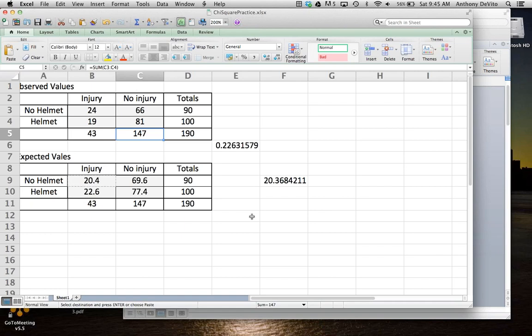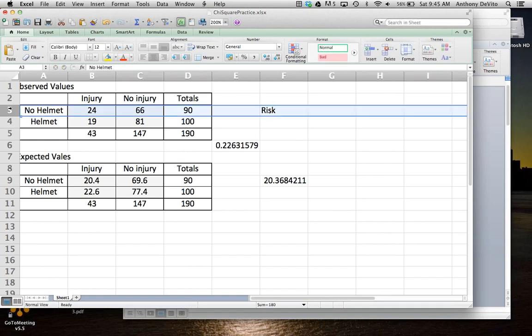Okay, so now let's take a look at this. We have our observed values and we have our expected values. Well, before I go any further, let's talk about risk of having head injury and odds of having a head injury. Okay, now if I asked you, what's the risk of having a head injury if you didn't wear a helmet among this group of people?